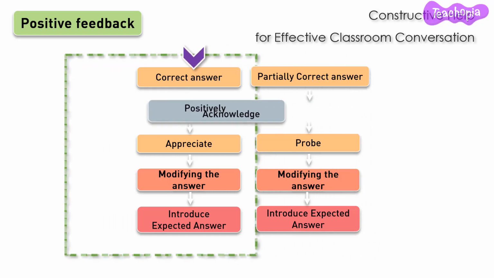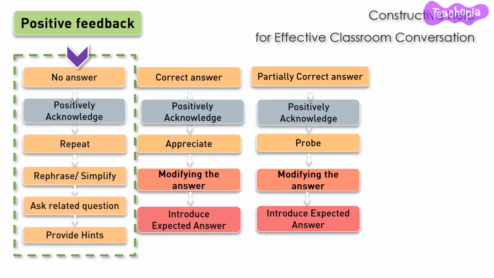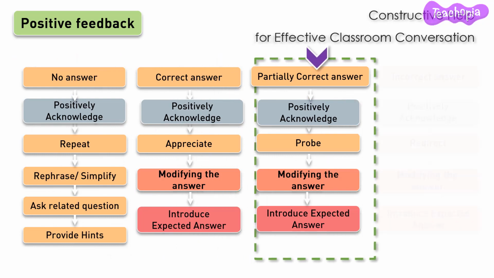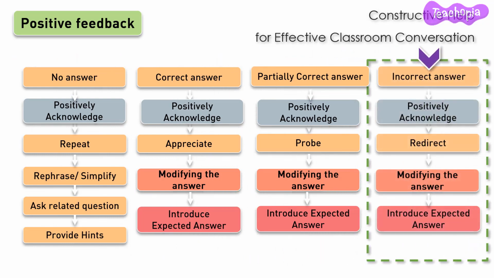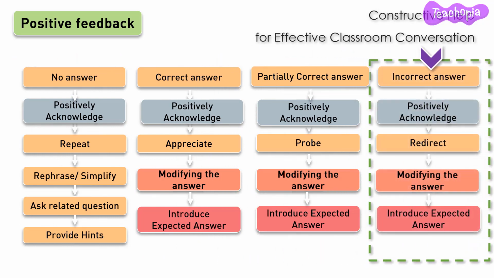Now, in this module, we are going to look at what we will do when we get no answer. When we ask a question in class and the children have not answered us, what can we do? And then we are also going to look at what strategies we can use when we get an incorrect answer. So that was our recap.